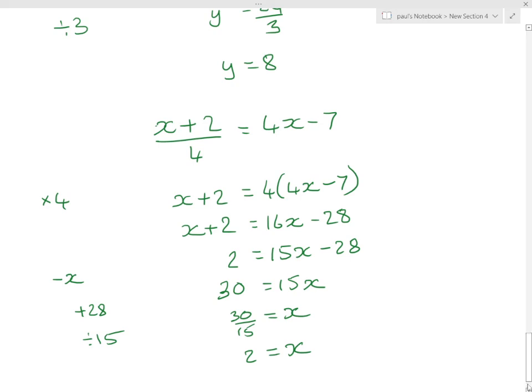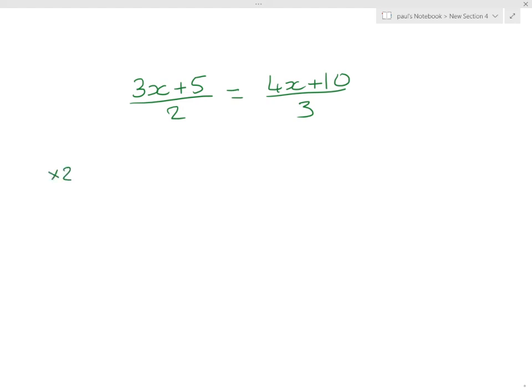Right, now, fractions on both sides. So 3x plus 5 divided by 2 equals 4x plus 10 divided by 3. Now, when there was a fraction on one side, all we did was multiply everything by 2. So we could do it one bit at a time. So let's multiply by 2 first. If I multiply by 2, that gets rid of that bit. So I'm left with that.